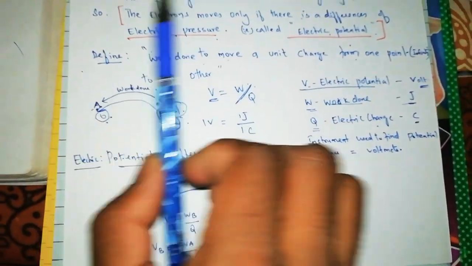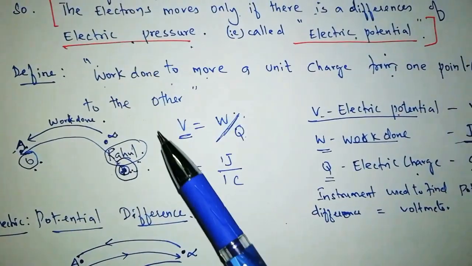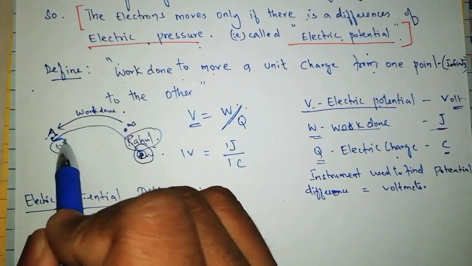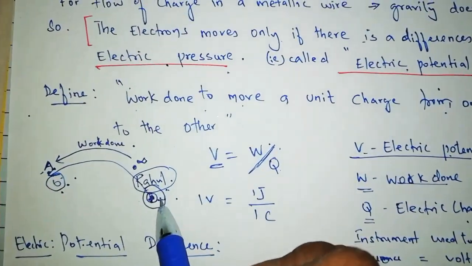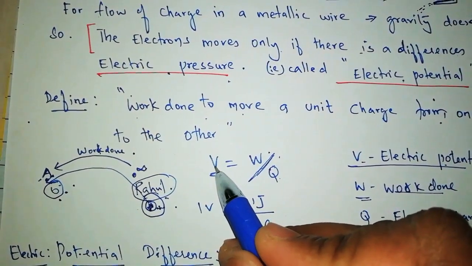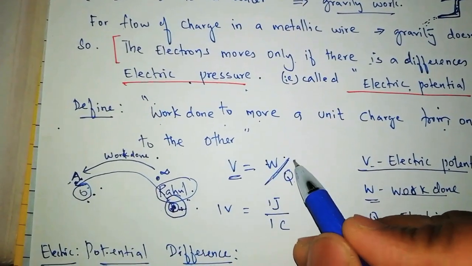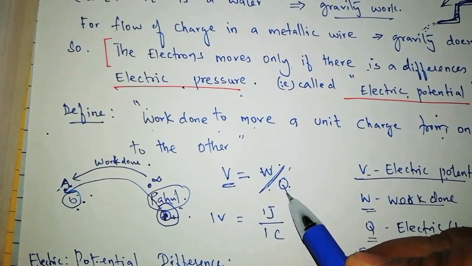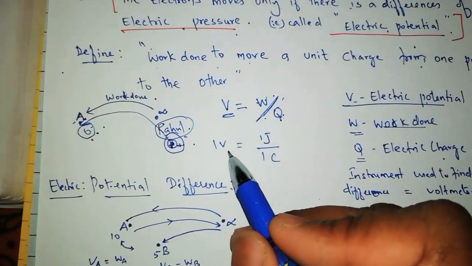You understand? From here to here, that means my work has been done. So the same thing is happening here. Rahul is bringing his charge from one place to another place. Along with that, his work done is added along with the charge. That's what it is here. That means potential difference V, electric potential V, is equal to W by Q. That means work done upon a unit charge. And how to write this SI unit?